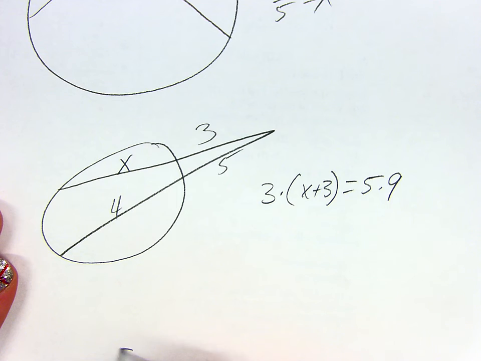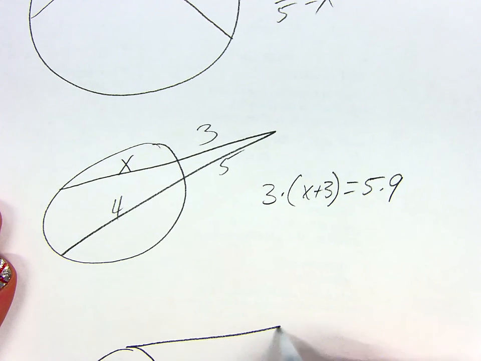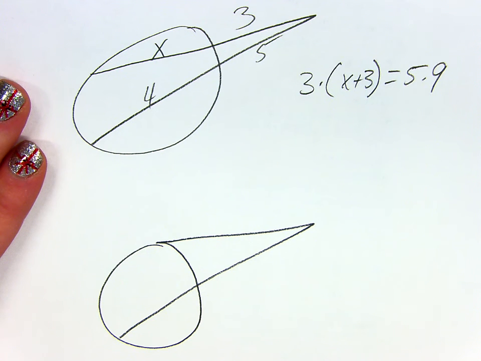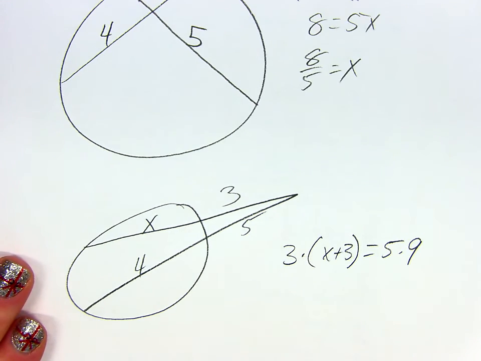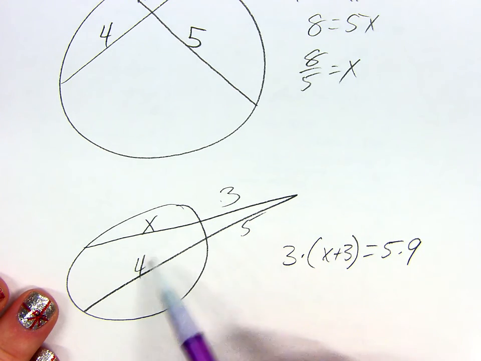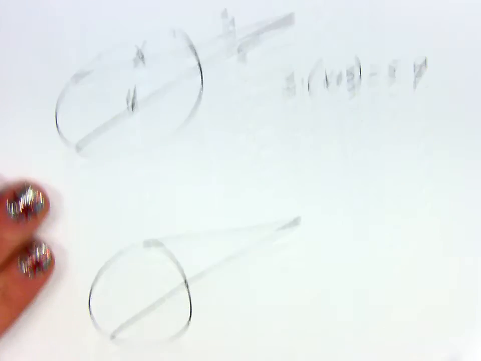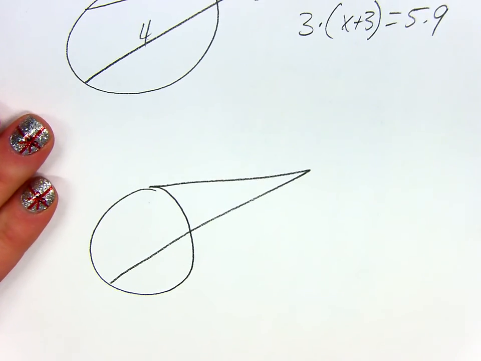If it's the inside piece times the whole thing? Like this? Like, is it the same thing as 4 times 9? I don't think so. Okay. Yeah, outside piece times the whole thing. Outside piece times the whole thing. Which is the same thing I'm going to do here.